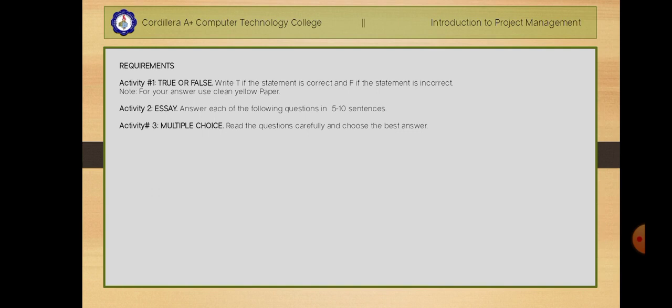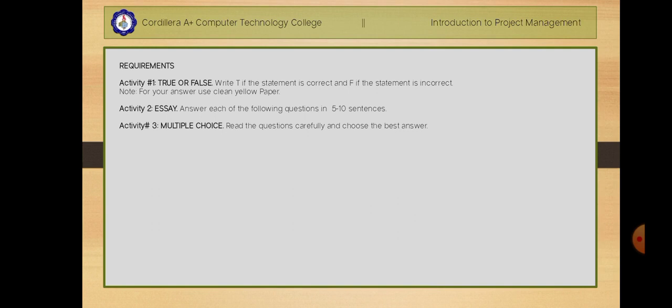For activity number 2, dyan kasi sa printed module ninyo guys, tinanggal ko yung activity number 2. And then yung activity number 3 ninyo, which is the essay, ginawa ko activity number 2. Minove ko lang siya. So for activity number 2, answer each of the following in 5 to 10 sentences. First question: describe the relationship of quality management and customer satisfaction. For number 2, discuss the importance of human resource planning to a project manager.